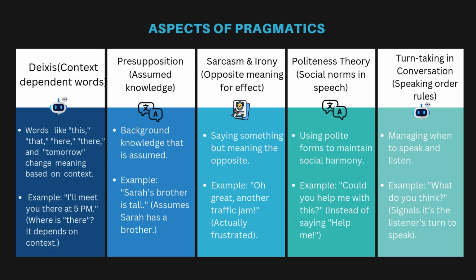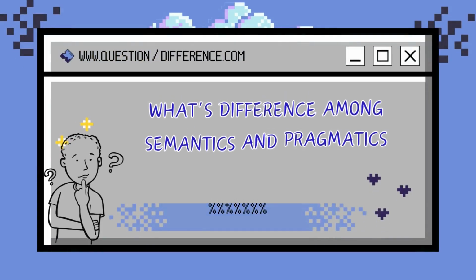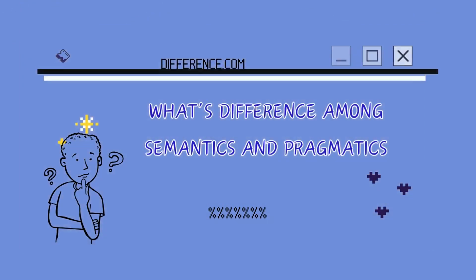Next is turn-taking in conversation. Managing when to speak and listen. Example, what do you think? Signals it's the listener's turn to speak. What's the difference between semantics and pragmatics?